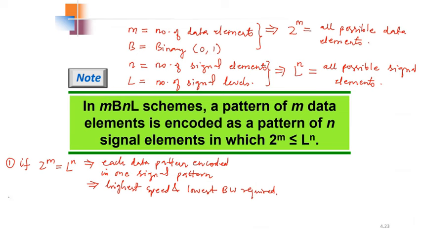Okay, the second case is if 2 to the power m is less than L to the power n. That means the number of possible signal elements is more than all possible data elements. So if a large number of signal elements are available to represent the data elements, all data elements can be represented by the signal levels. Even after representing all data elements, some signal levels will be left.